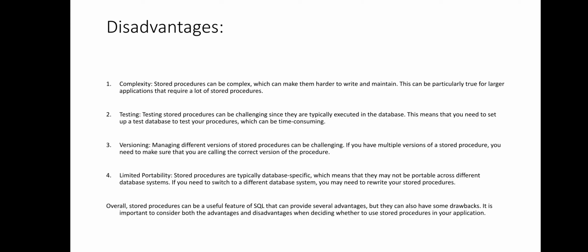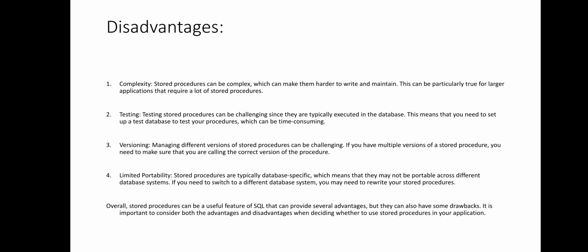Disadvantages: complexity, testing, versioning, limited portability. Complexity: stored procedure can be complex, which can make them harder to write and maintain. This can be particularly true for larger applications that require a lot of stored procedures. Testing stored procedure can be challenging since they are typically executed in the database. This means that you need to set up a test database to test your procedure, which can be time consuming.